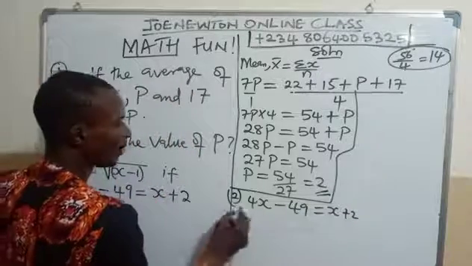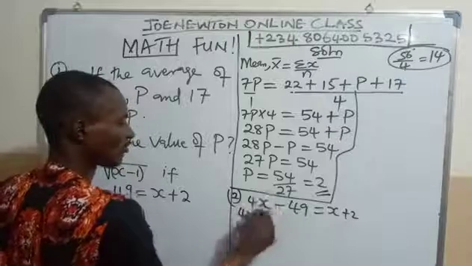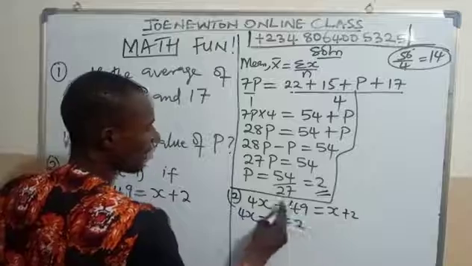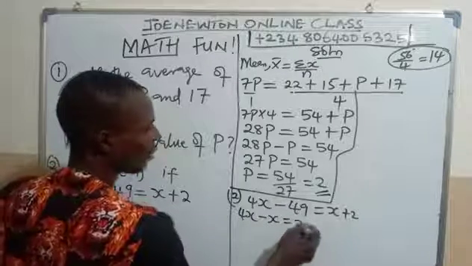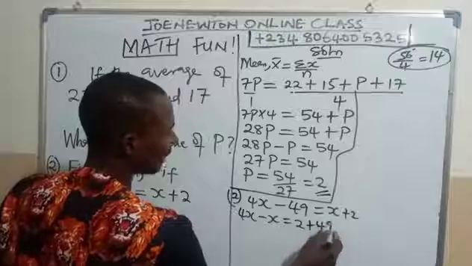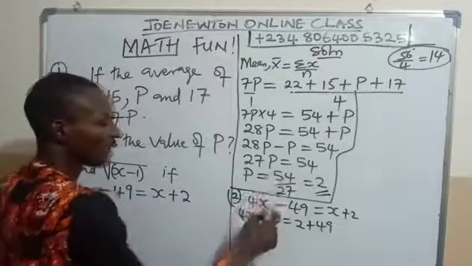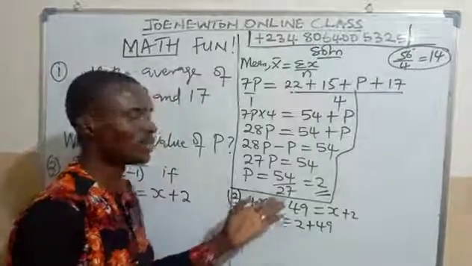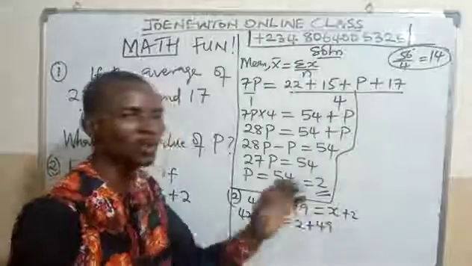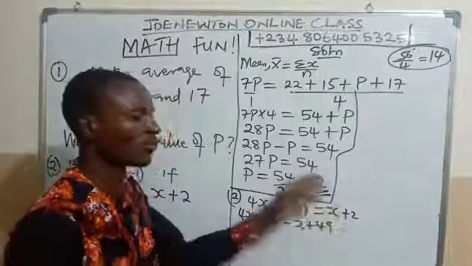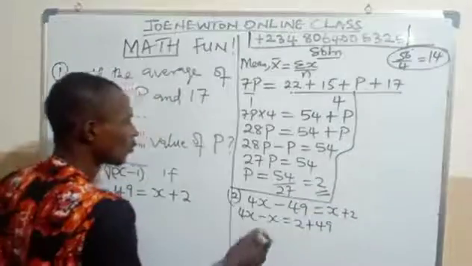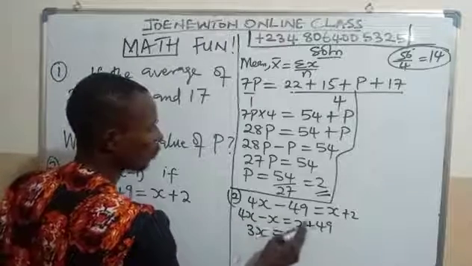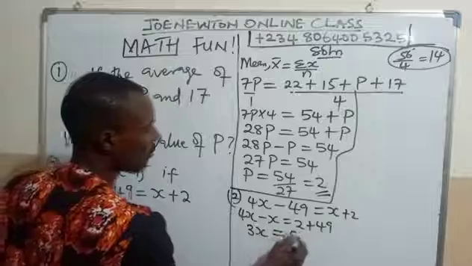Then we collect like terms. 4x, if x comes here, becomes minus x, is equal to 2, and minus 49 goes over here and becomes plus 49. Whenever an algebraic term crosses the sign of equality, its sign will change. Minus turns to plus and plus turns to minus for balancing. So we have here 4x minus x remains 3x is equal to 2 plus 49, of course, is 51.